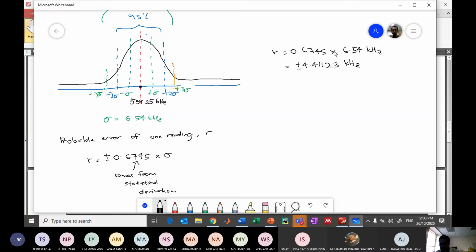Okay. Now the last part for question 7, probable error of one reading. So probable error, probable error of mean. Sorry, probable error of mean. So probable error of mean, the symbol is given as RM, error of the mean. So the equation is given as Rm equals R divided by the square root of n minus 1, where n refers to the number of reading, number of measurement.